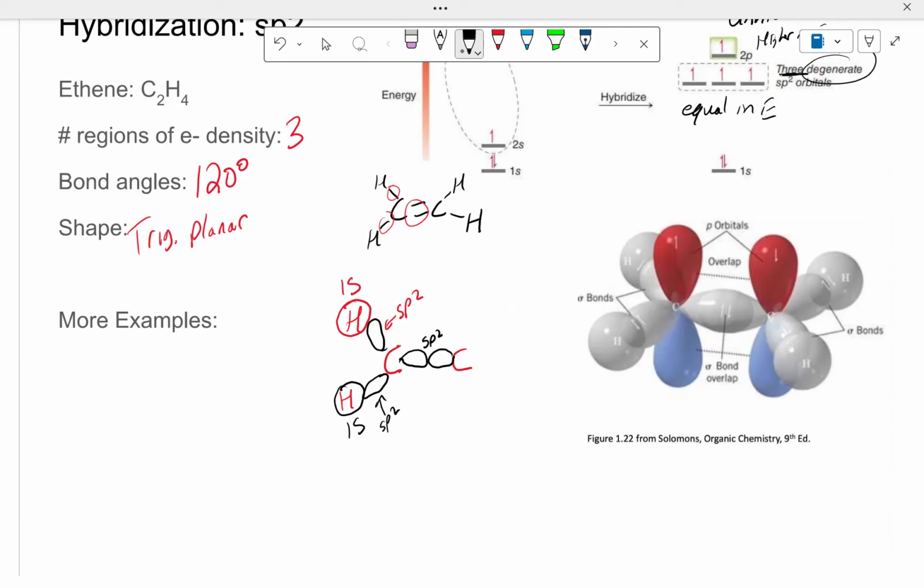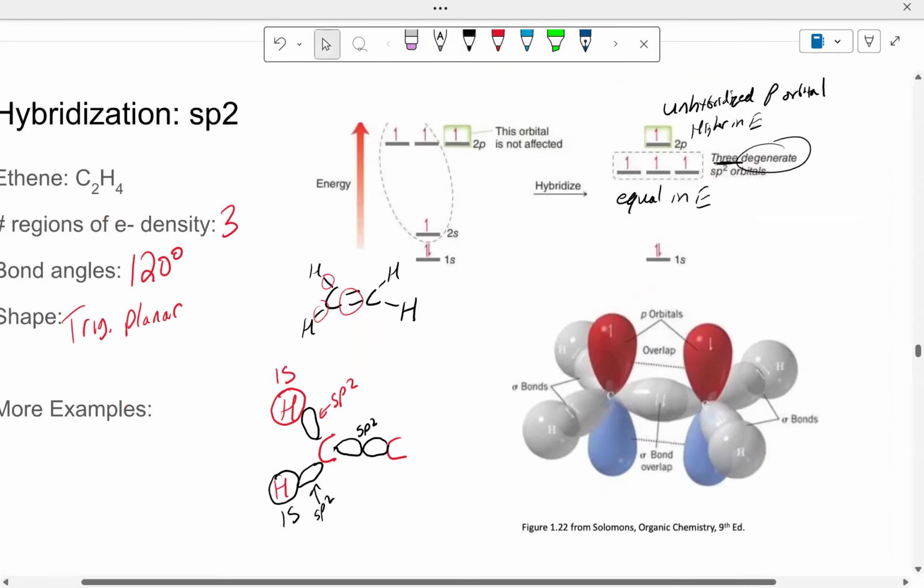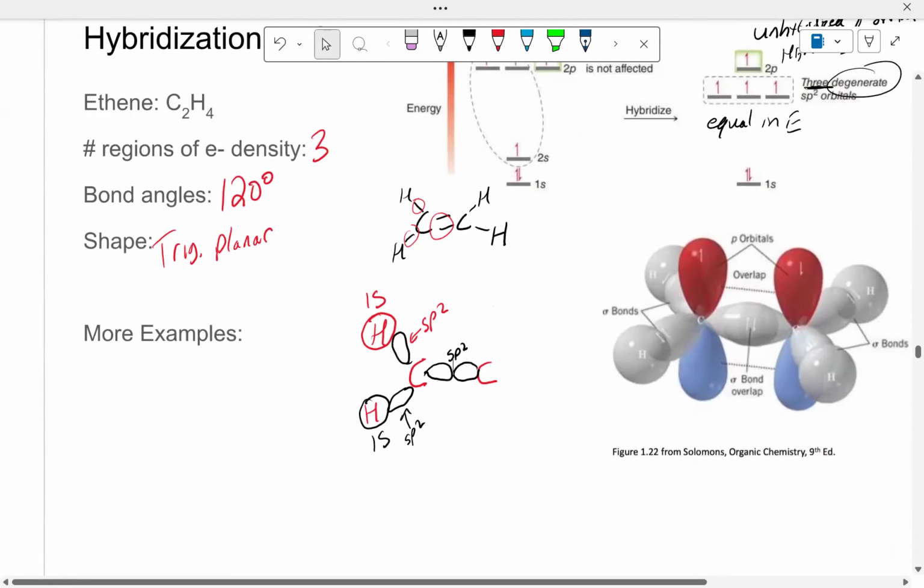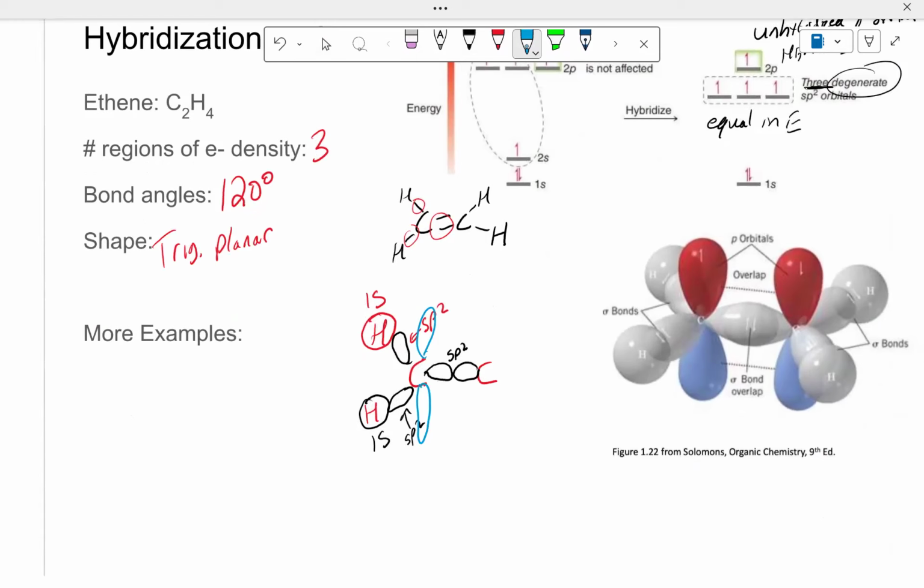Now I want you to look at the graph above here, or this picture. What is the one orbital we haven't talked about yet? We have not said anything about that unhybridized p orbital. Well, where is that unhybridized p orbital? It's perpendicular to the hybrids. So if you look at the diagram on the right here, here is that unhybridized p orbital. And it is perpendicular, at a 90-degree angle, to these other sp2 orbitals.